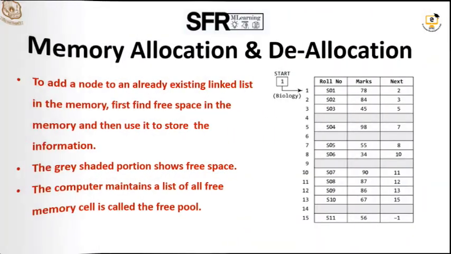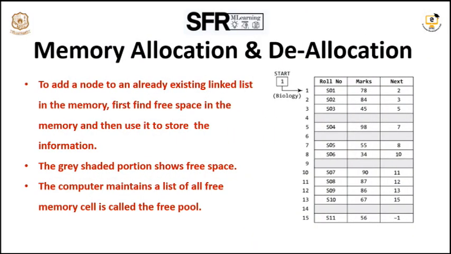Next we will see memory allocation and deallocation for a linked list. If we want to add a node to an already existing linked list in memory, we find the free space in memory, then we use the free space to store the information. In this figure you can see the grey shaded portion shows the free space. Here we have 4 memory locations available, so we can use any one of them to store the data.